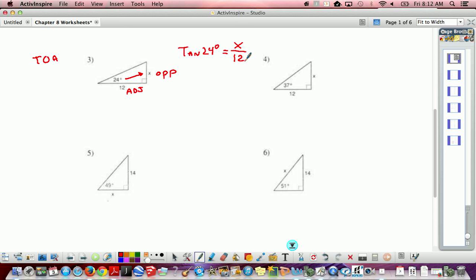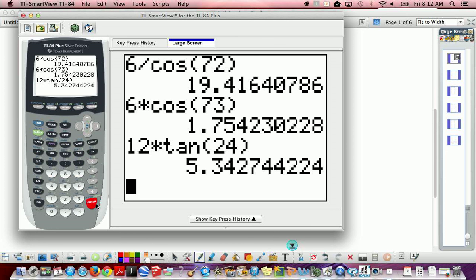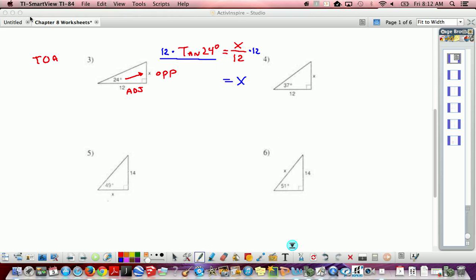So on this one, we can just multiply both sides by 12. So I have x equals, and I can go ahead and plug this into my calculator, 12 times tangent of 24. Go ahead and hit enter, and I get, rounding, the 4 says keep the 3 as a 3, and I get x to be 5.3.